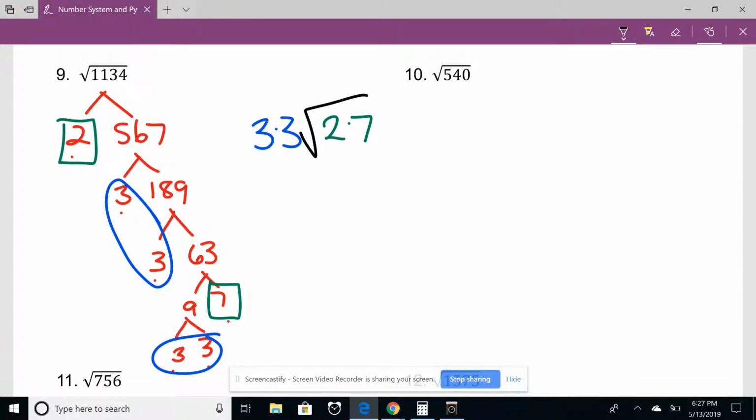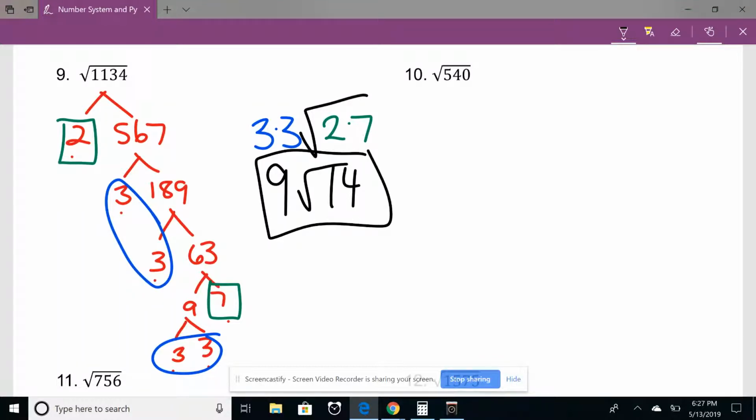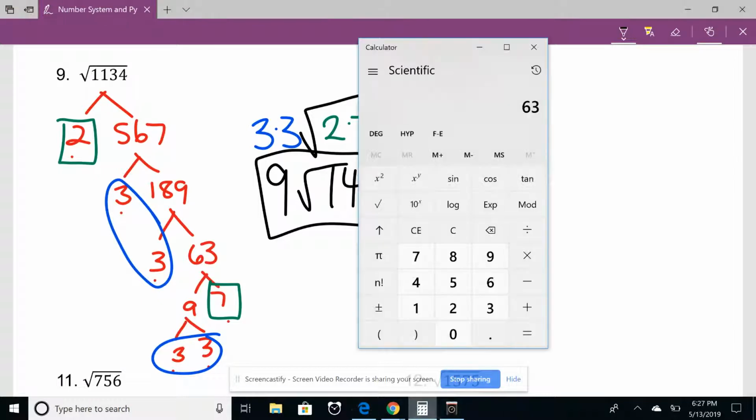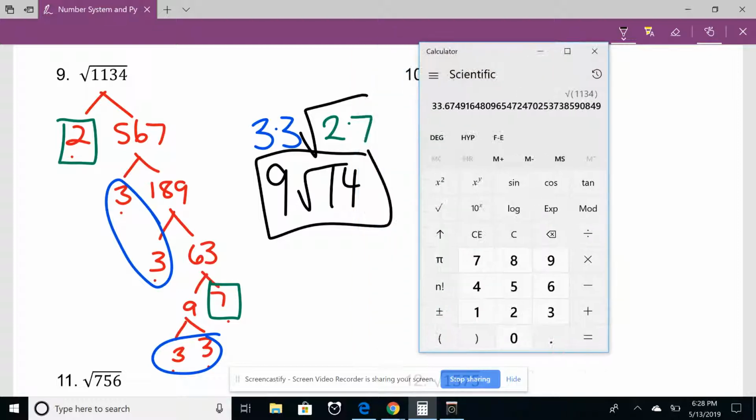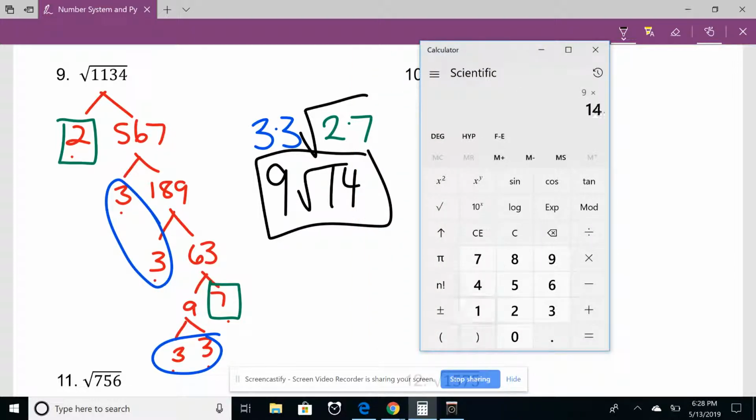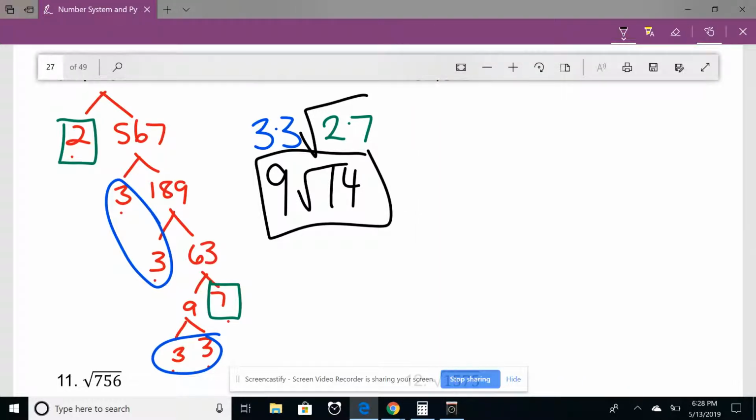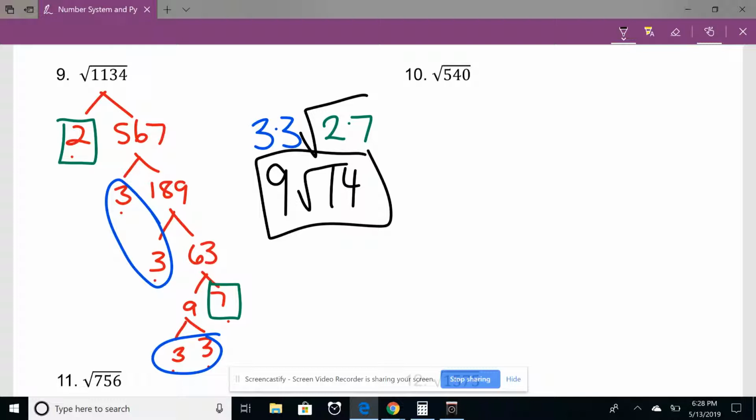So 3 times 3 is 9. 2 times 7 is 14. And that's my simplified radical, 9 radical 14. Let's double check. The square root of 1134, okay, 33.7. 9 times the square root of 14, 33.7. All right, so that is the factor tree method on how to simplify square roots.